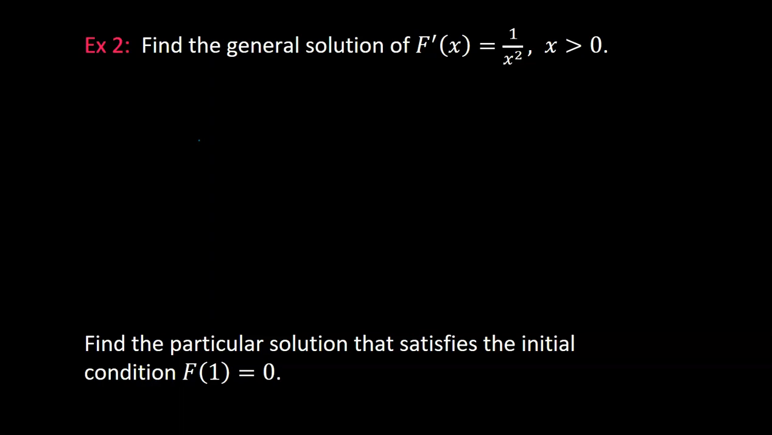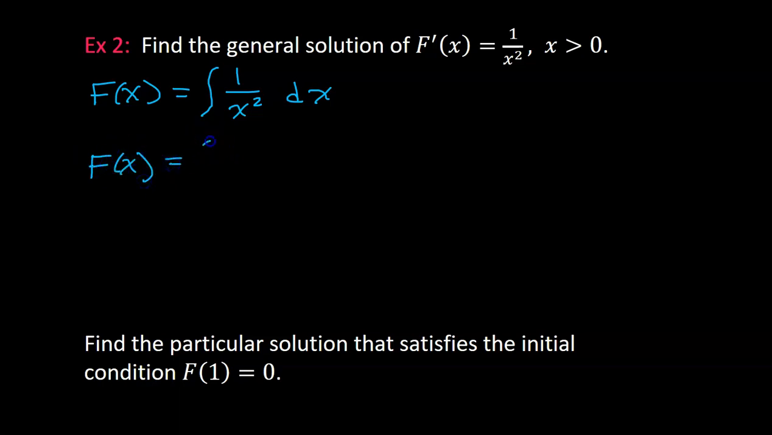Find the general solution of f prime of x equals 1 over x squared, where x is greater than 0. So solving a differential equation like this means, in a way, getting f by itself. So we need to undo the differentiation. In other words, we need to find the antiderivative. And finding the antiderivative means taking the integral of the function. So we're going to do the integral of 1 over x squared dx. Our first step is to rewrite the function to better use the power rule.